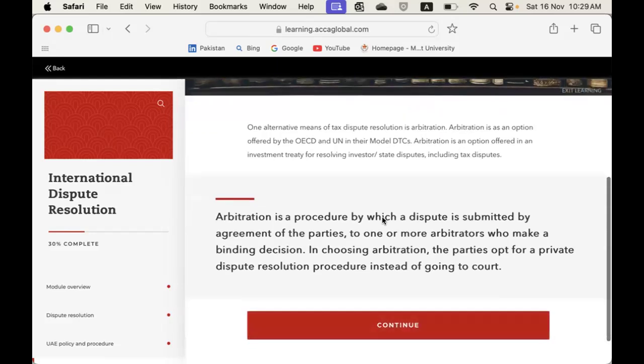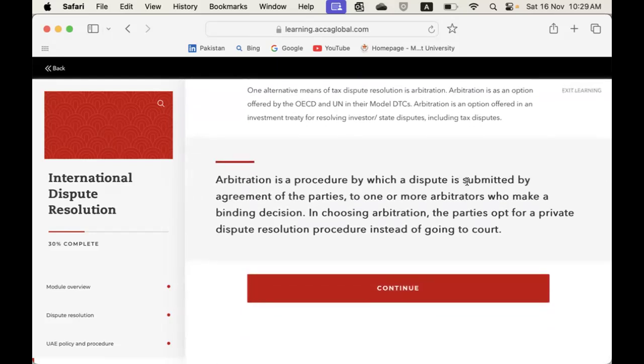Arbitration is a procedure by which a dispute is submitted by agreement of the parties to one or more arbitrators who make a binding decision. So, in choosing arbitration, the parties opt for a private dispute resolution procedure instead of going to court.